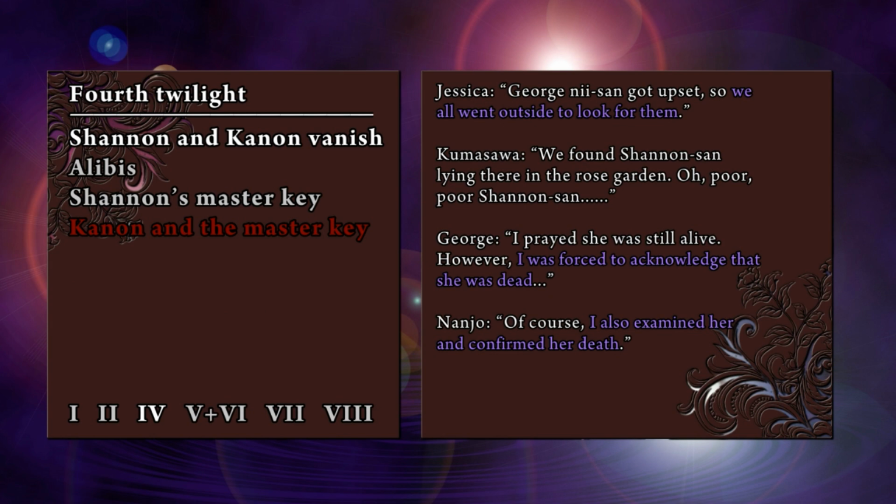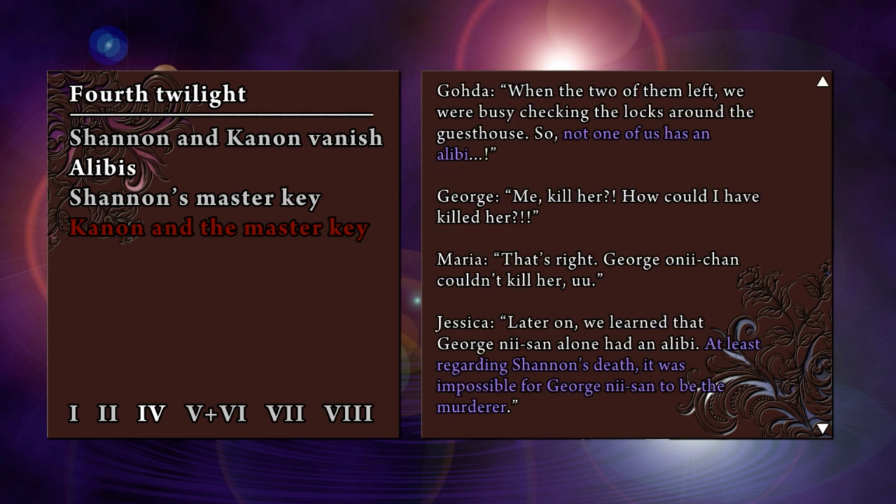Fourth Twilight. Kumasa says something right over here, but lying there in the Rose Garden doesn't really help us much. When the two of them left, we were busy checking the locks around the guest house, so not one of us has an alibi. Okay. Might as well write this down, if necessary. Come on, pen. Alright. Fourth. Not one of us has an alibi.